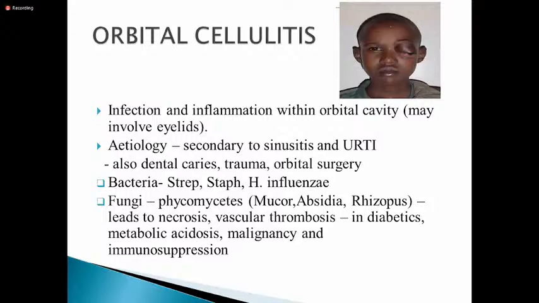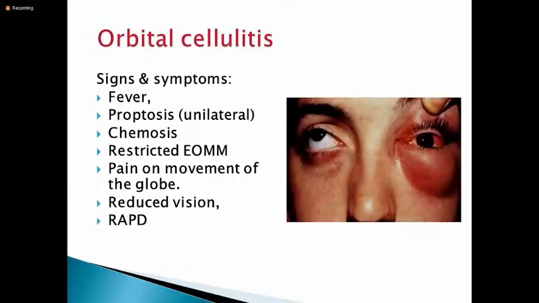So, as I said, the inflammation in orbital cellulitis is in the orbital cavity. The fever will be high grade, the patient will be very sick, proptosis usually unilateral, they might have chemosis, that is swelling of the conjunctiva. Extraocular motility, I've mentioned, will be affected. There will be pain on movement of the globe, there will be reduced vision, and the pupillary reflexes can be affected.